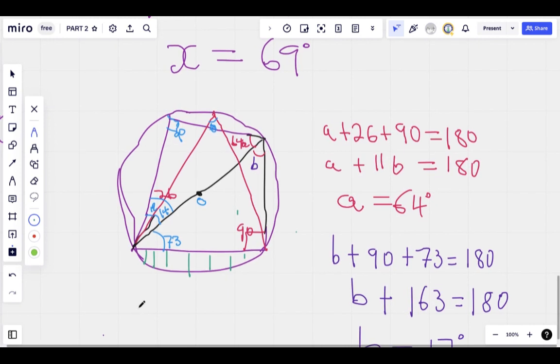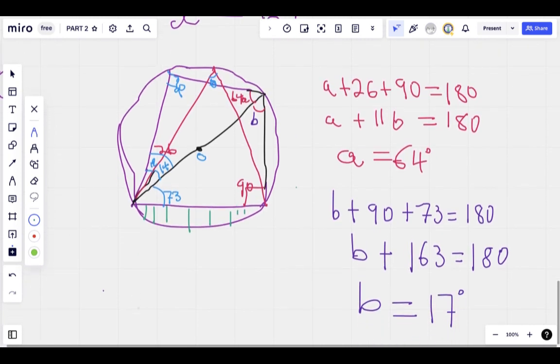Are you with me? The reason is because of the rule: angles on the circumference that are standing on the same segments are equal. So angle theta will be equal to 70 degrees. Are you with me?